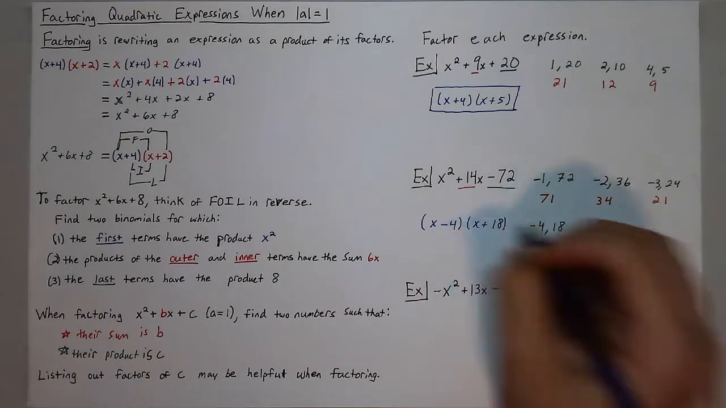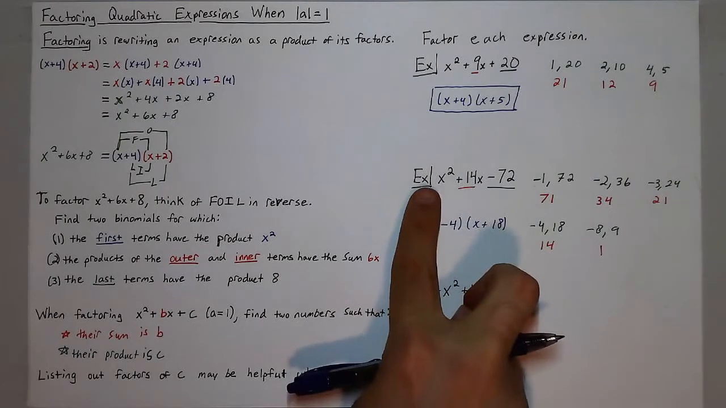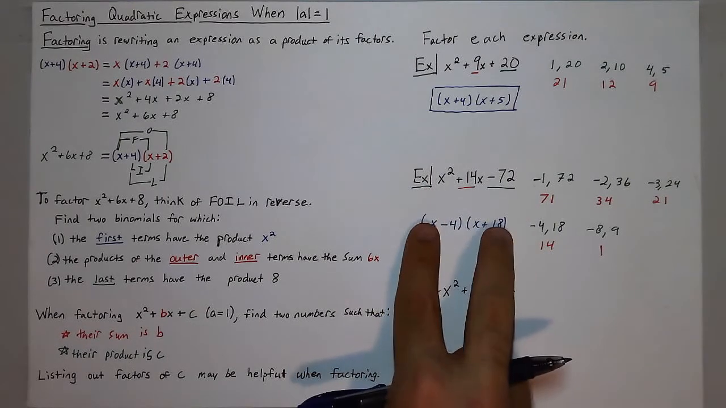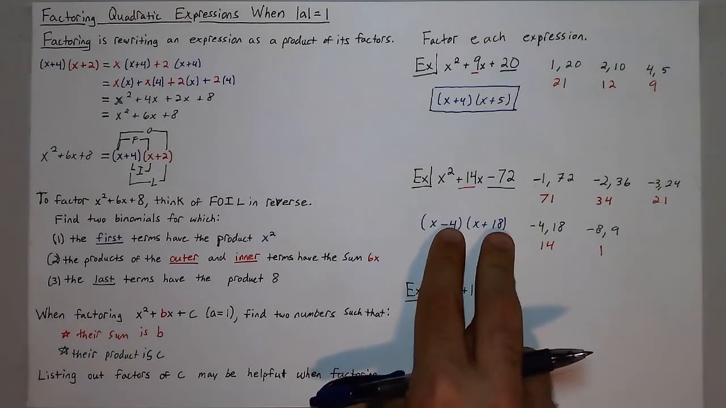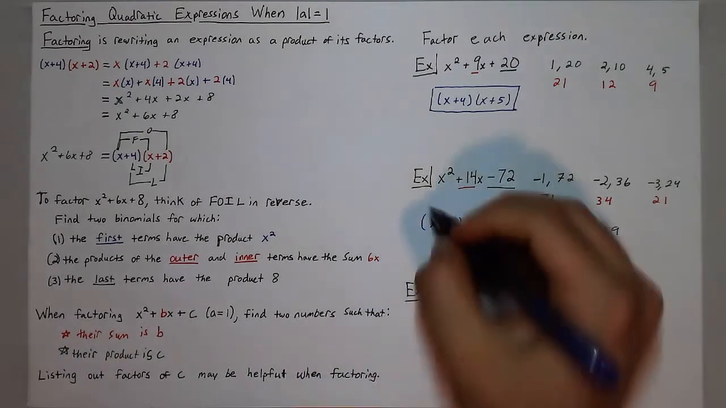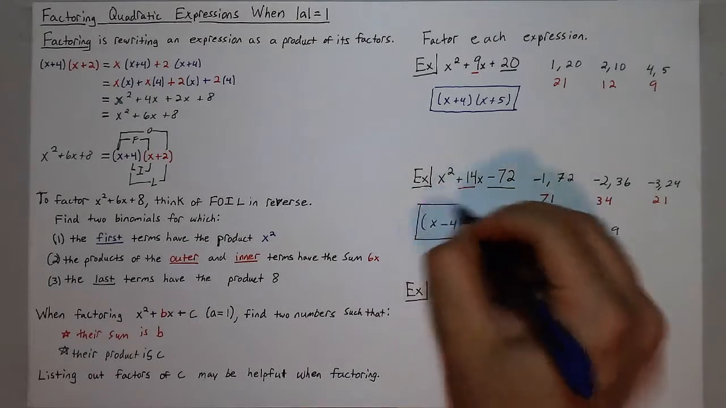And again, checking it, x times x is x squared. Outer and inner would be 18x plus negative 4x, which would be 14x. And negative 4 times 18 is negative 72. So that would be how you factor that quadratic.